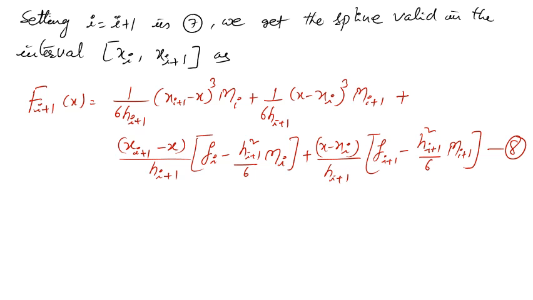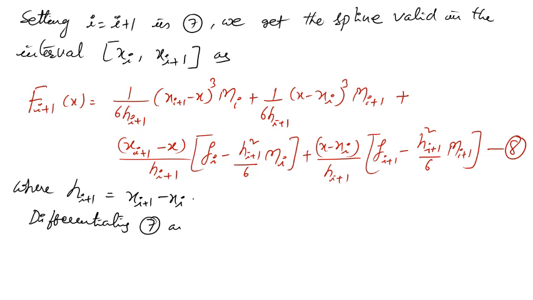Here, hi plus 1 is the length of the interval xi to xi plus 1. Now differentiating 7 and 8, we get both equation 7 and 8.